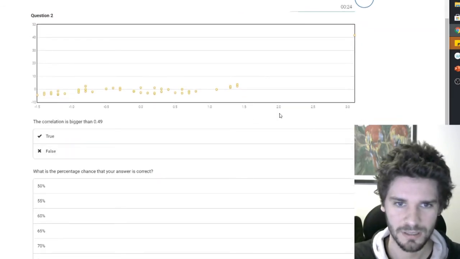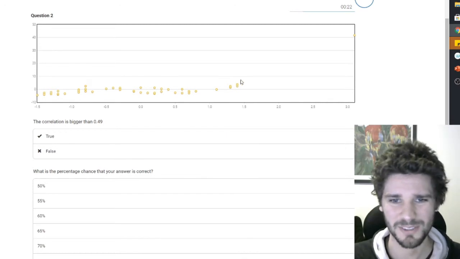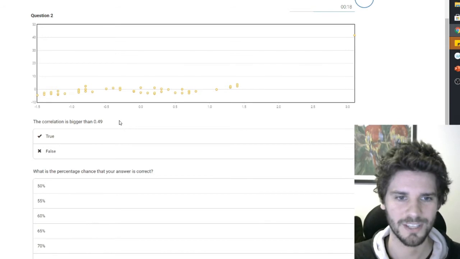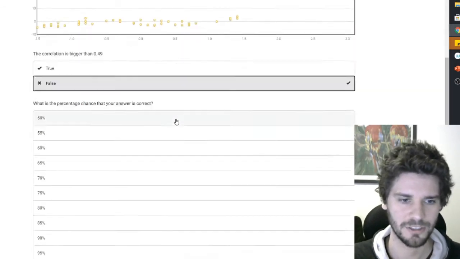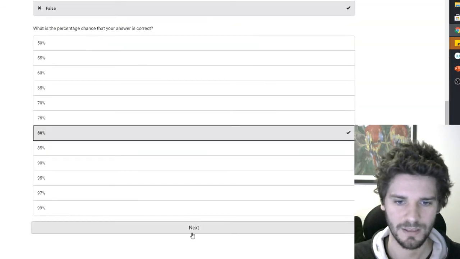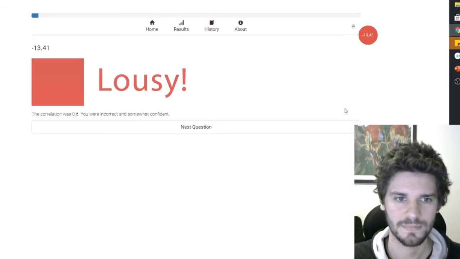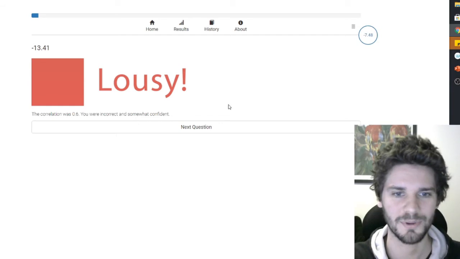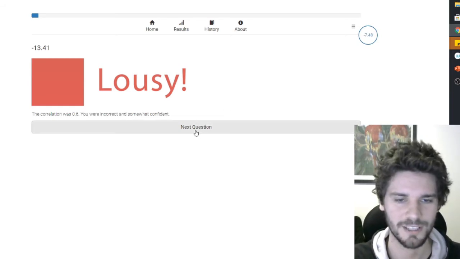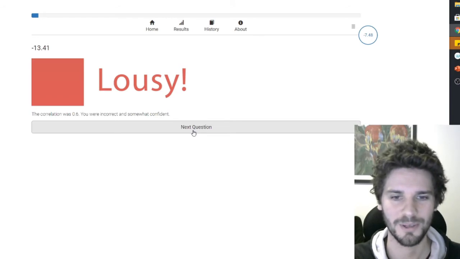Oh god. It looks just about positive. Bigger than 0.49. Oh wait, no, just about positive. And correlation would be 0. Yeah, I think this is not true. And I'm slightly more confident than I was in the last one. So let's see. Oh god, okay, 0.6. I did terribly. Probably because I slightly misunderstood correlation there. Maybe I'll cut this, but I'll be honest and not. Okay.